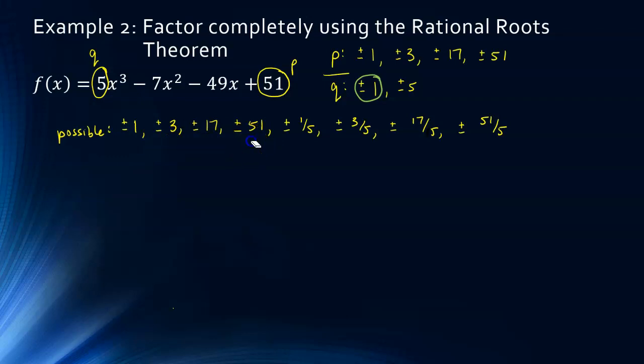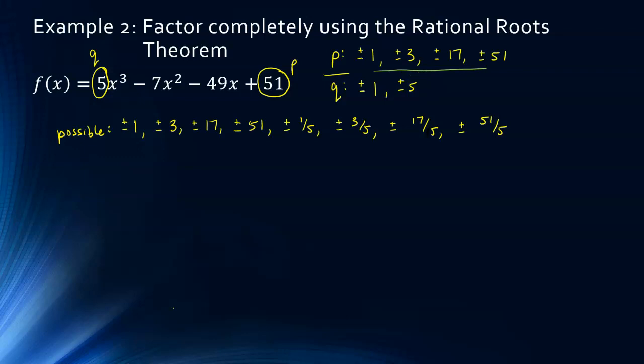And now let's go to the next denominator. Let's have 5 in the denominator. So now we would have 1/5, 3/5, 17/5, and 51/5. Okay, so those would be all of the potential rational roots.